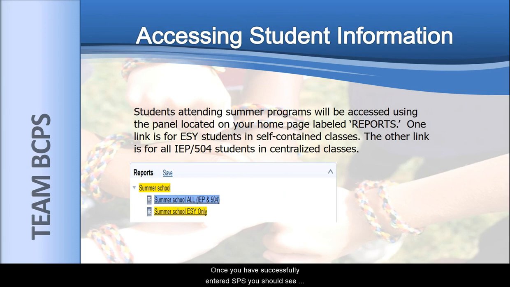Once you have successfully entered SPS, you should see the following two reports on your home screen. One of the reports, Summer School ESY Only, will show you all of the ESY students that have been enrolled in self-contained classes at your ESY site. The other report, Summer School All, IEP and 504, will show you all of the students who have been placed at your ESY site for the summer.